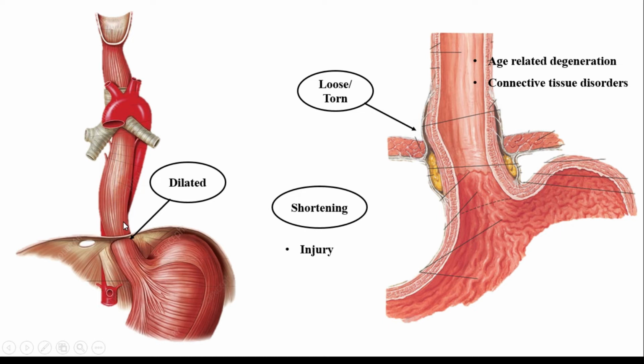So these factors are responsible for shortening of the esophagus, which may lead to the hiatal hernia. So I have described the most common factors that are responsible for the hiatal hernia with their mechanism. So now let's talk about the types of the hiatal hernia.